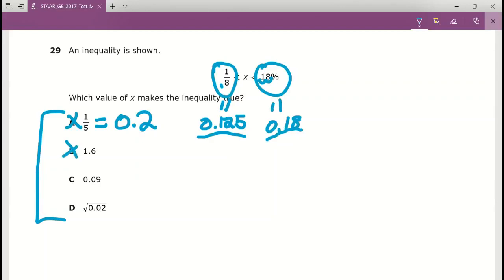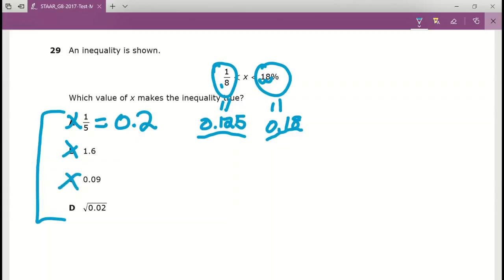Alright, answer choice C again. The test makers were really nice to us on this, and they gave us choice B and C already in decimal form. We don't have to do anything. So we ask ourselves, is 0.09 between these two numbers? And the answer is no, it is not. It is less than 0.125, so the answer choice is not C.